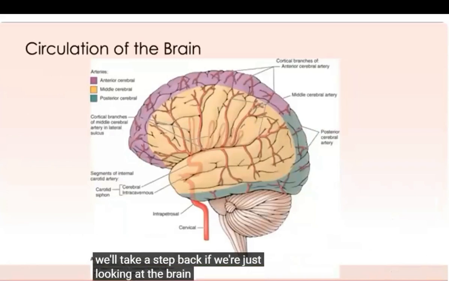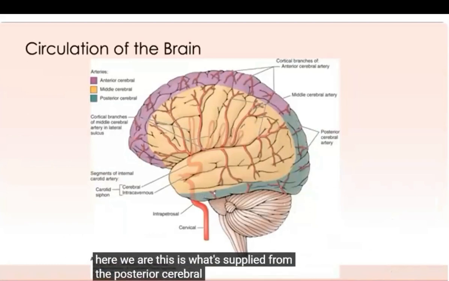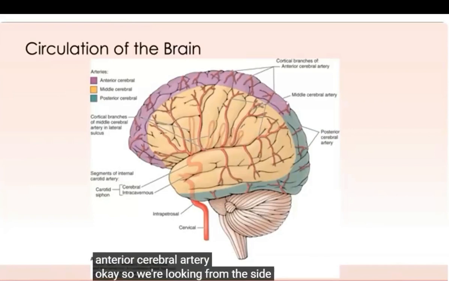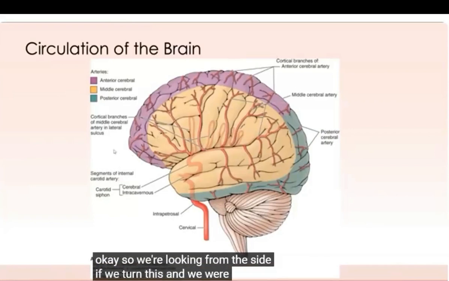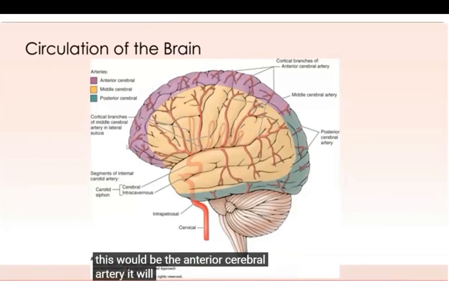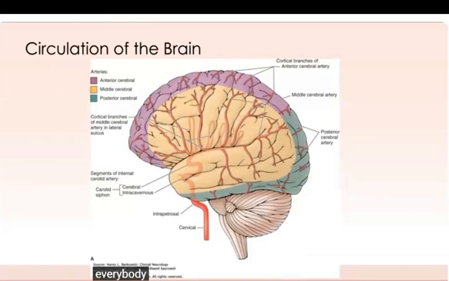If we're just looking at the brain, this is what's supplied by the posterior cerebral artery, middle cerebral artery, and anterior cerebral artery. We're looking from the side. If we turn this and look dead on, this would be the anterior cerebral artery, where the lower extremities are hanging in there. As the homunculus folds over, the hands and the face out here are more the middle cerebral artery. Everybody okay?